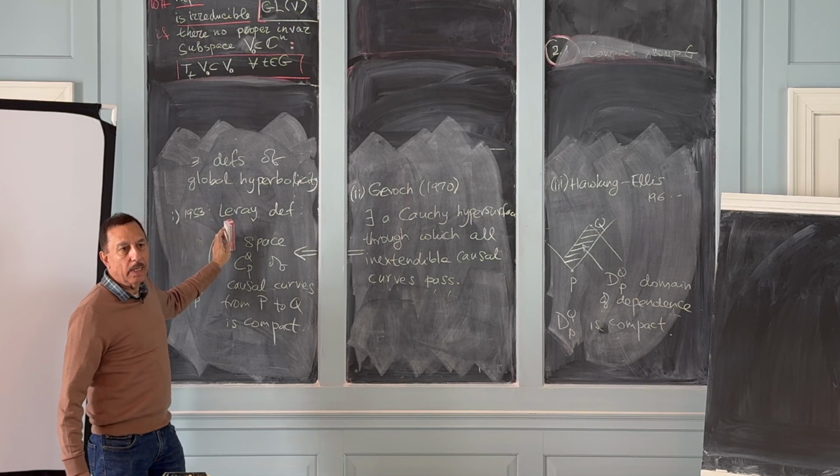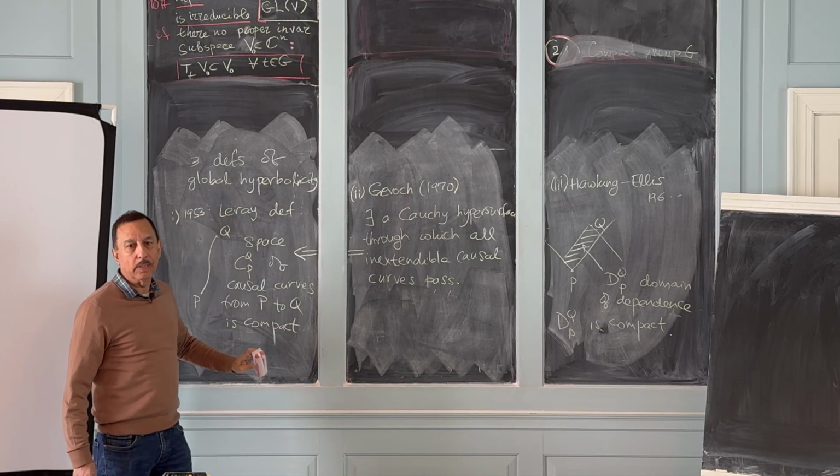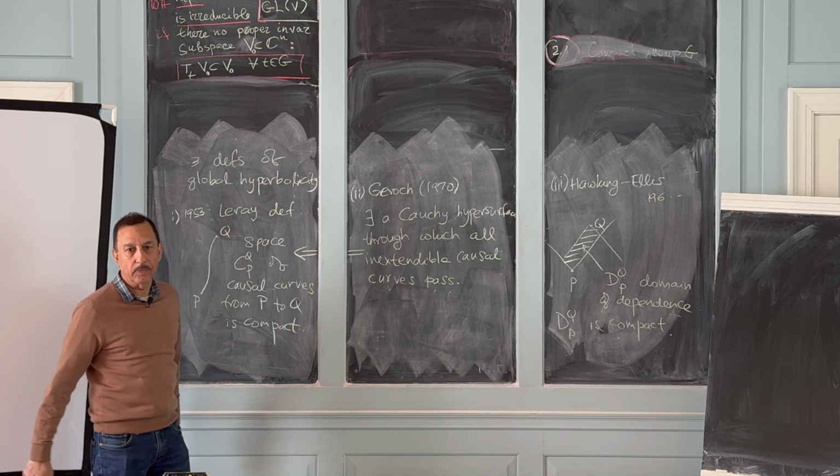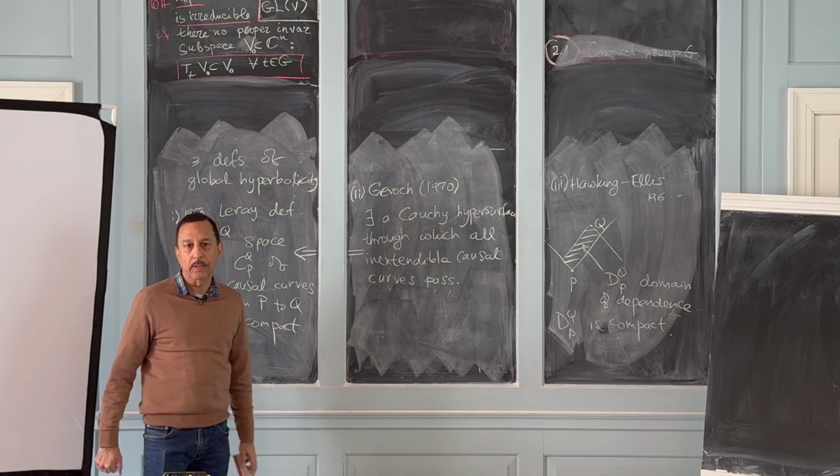And once we find that, we will go back to the Raychaudhuri equations and state Hawking's first theorem. Is that strategy okay? Yeah. Any questions?